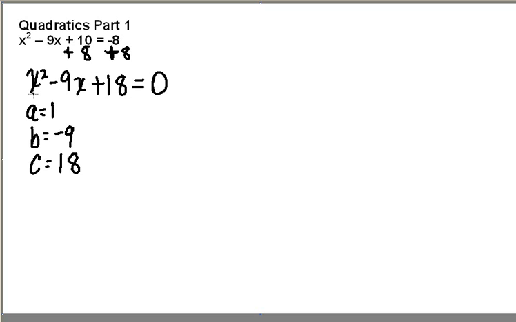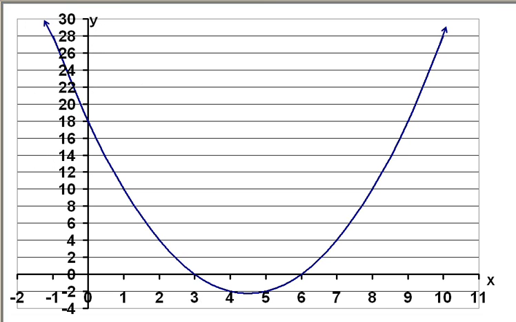And now if I want to solve this, remember that a solution is an x value that makes this a true mathematical statement. So what value of x can I plug in here and have it turn out to be 0? First, let's talk about what that means graphically.